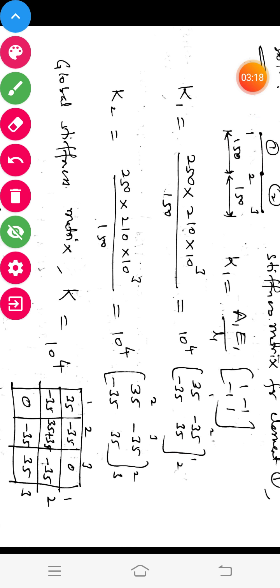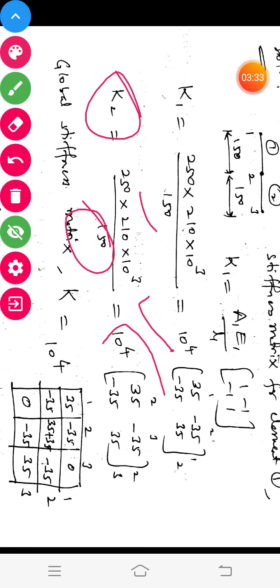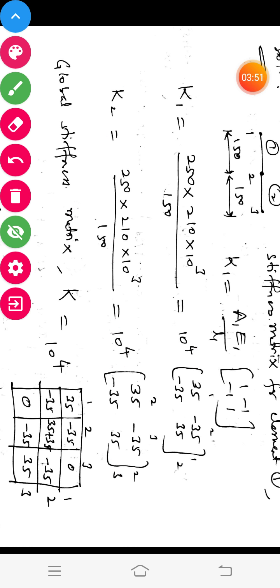Now next, stiffness matrix for element 2, AE by L: area as given 250, Young's modulus of the material of the element is the same, 210 GPa, that is 210 into 10 raised to 3 megapascal, and the length of element 2 is 150. We got the same result for the stiffness matrix for element 2 since the properties are the same. So we get 35 into 10 raised to 4, keeping the same common factor 10 raised to 4 outside, with 35, -35, -35, 35 inside. Now write the DOF numbers for element 2: 2, 3, 2, 3, as element 2 has initial node 2 and final node 3.